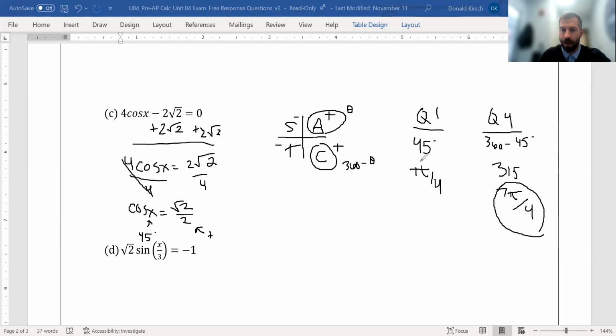There's our answer. It came down to: can you reduce this fraction? Can you identify your reference angles and identify the quadrants, etc., etc.? Go remaster.